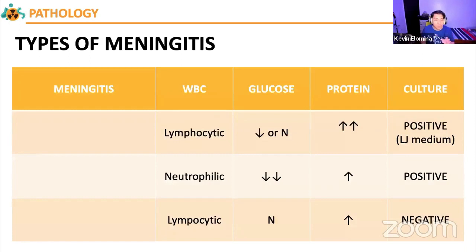Okay? Now, for the types of meningitis, okay? Alin yung una? You have lymphocytic cells, no? You have lymphocytic cells in your CSF.